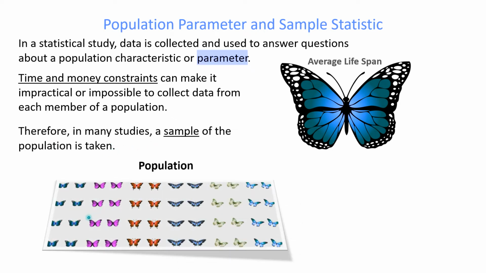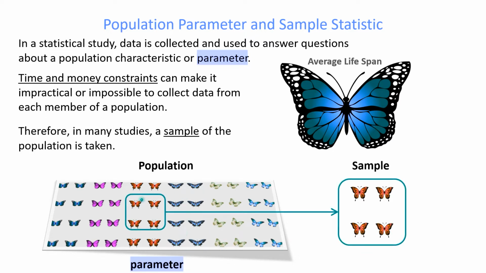So, looking at our example of butterflies, imagine this is the entire population of butterflies, and we have different species. Now, the average lifespan would be the parameter. However, gathering all that data would be difficult. So it would be difficult to find out this parameter. So what we would do instead is take a sample, which is a portion of the population, and work out what we call the statistic. So in this case, we'd work out the average lifespan from this sample.